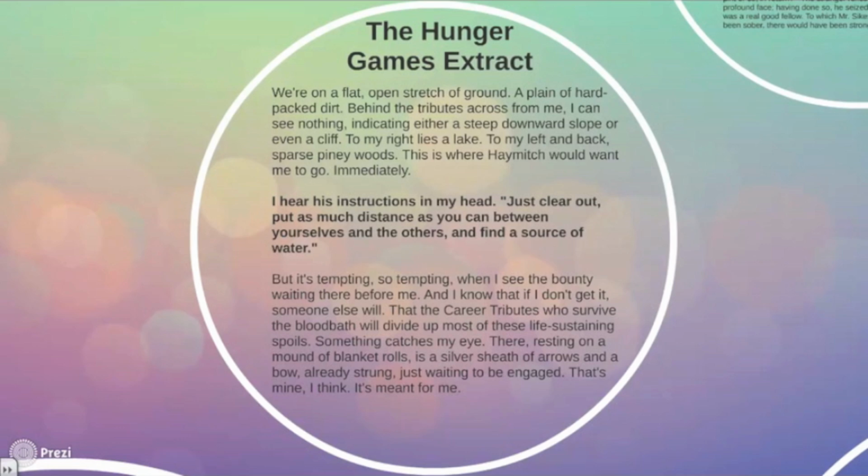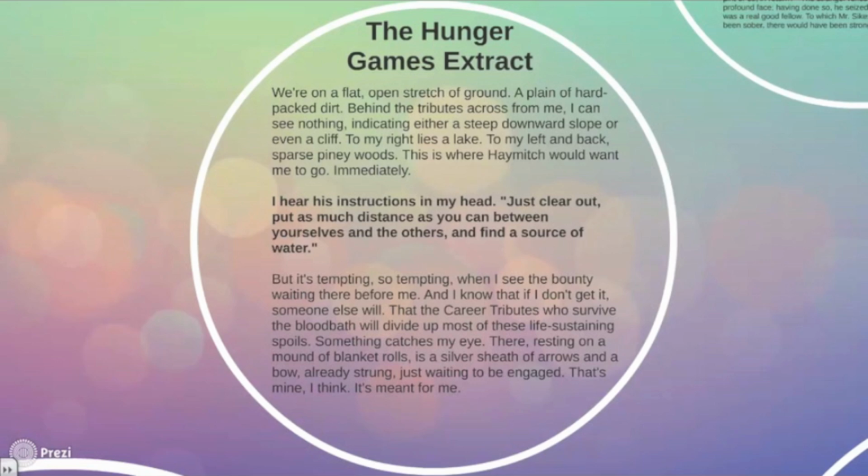So I want you to read through and think about why the writer has made it clear, "I hear his instructions in my head," and then explain the instructions, and made it a two sentence paragraph. So it's obviously short for dramatic impact, but why would the writer want to make that particularly dramatic at that point in time? So pause the video and then I will tell you in just a moment.